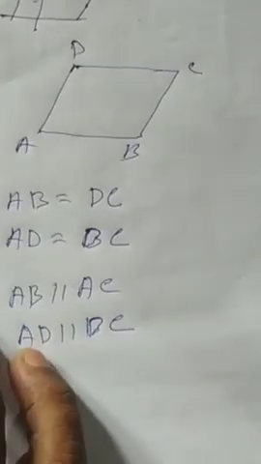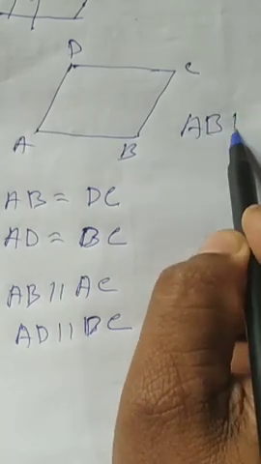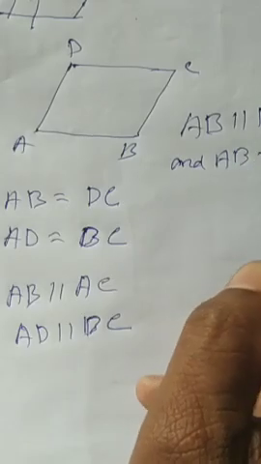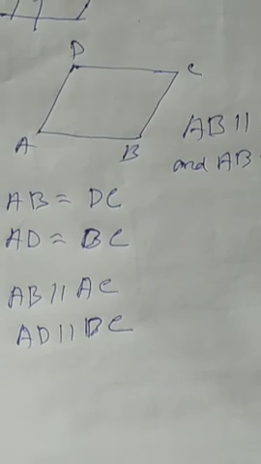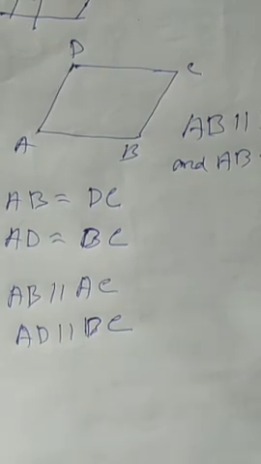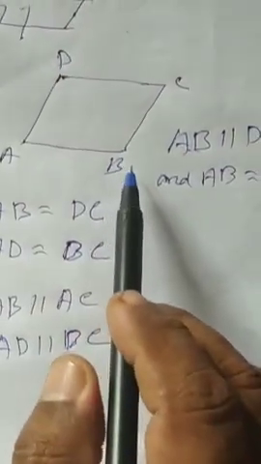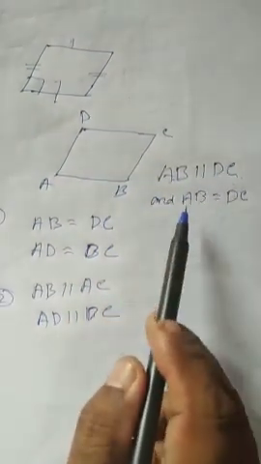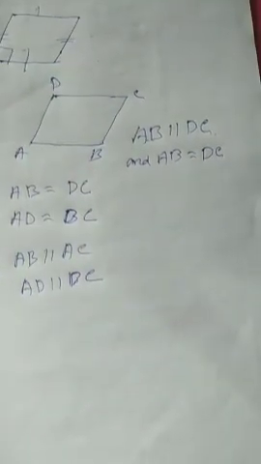Third condition: if AB is parallel to DC and AB is equal to DC, that is, one pair is equal and parallel. AD and BC are not required. If AB is parallel to DC and AB equal to DC, then this quadrilateral is a parallelogram. This is the third condition.